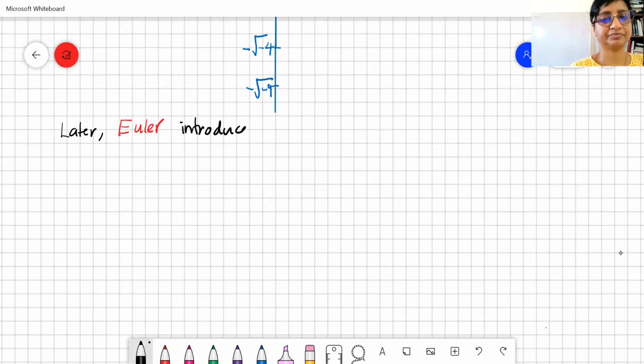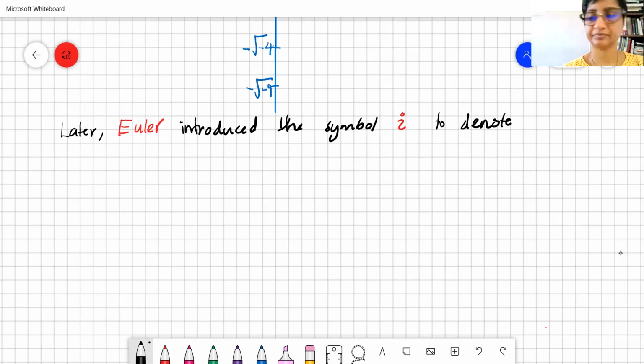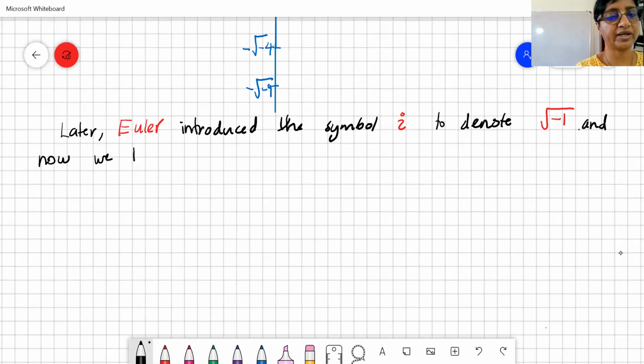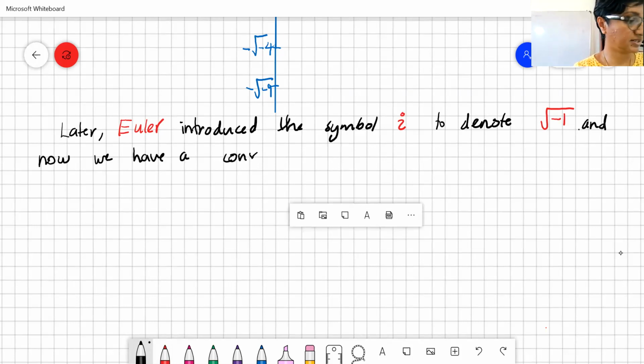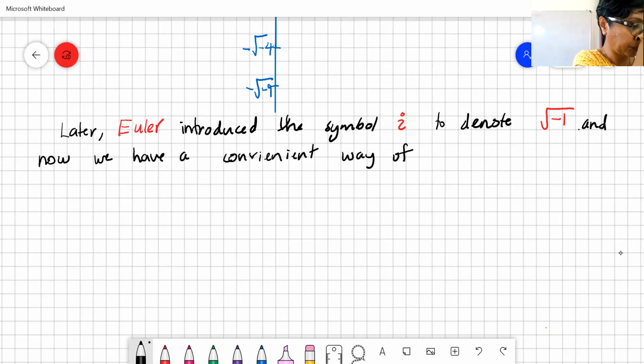introduced the symbol i to denote square root of -1. And now we have a convenient way of writing it.